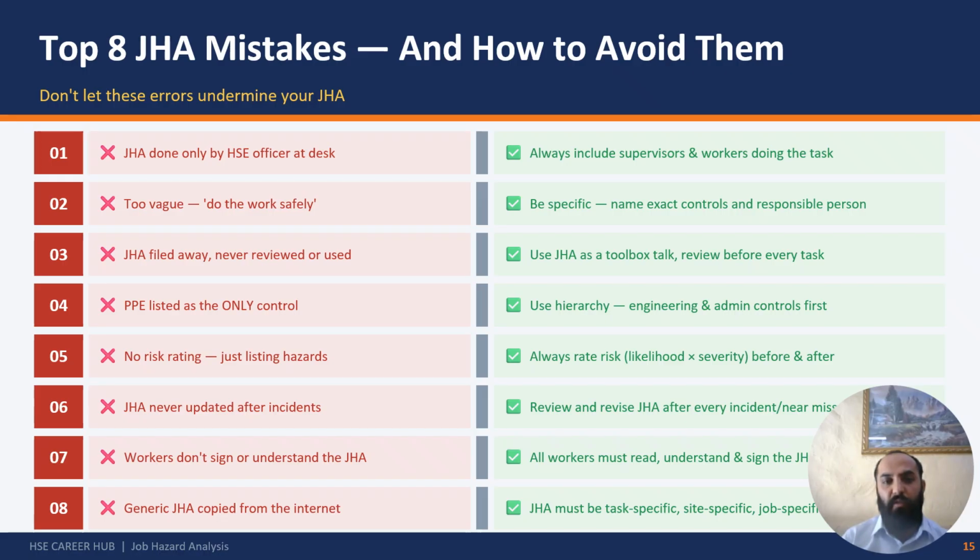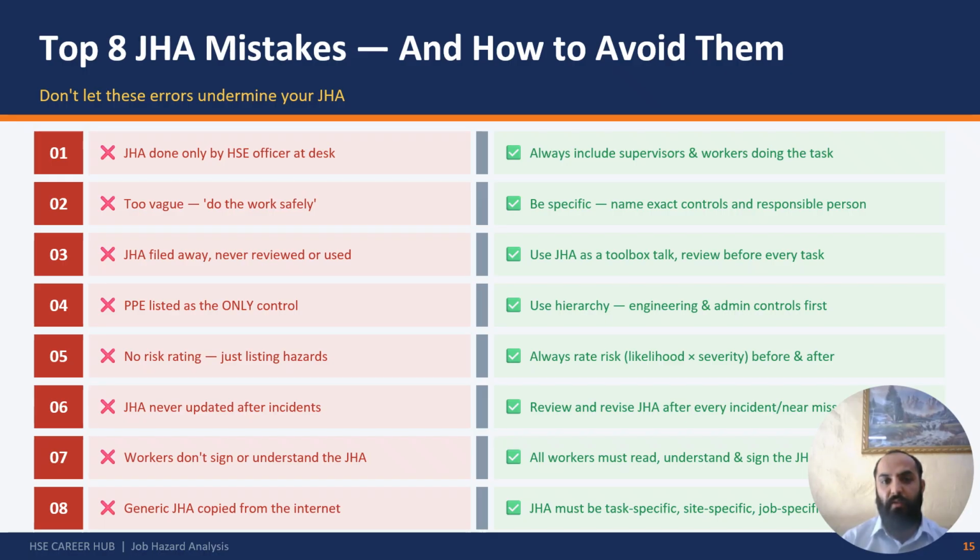Mistake 5 that I have noticed is no risk rating. Just a list of hazards with no numbers, no colors, no priority. If everything is a hazard, nothing is a priority. Rate your risk. This is an important thing. Always do a proper rating before finalizing your JSA or while framing the different tasks. This will help to prioritize the tasks that have the highest risk and those with the medium risk.